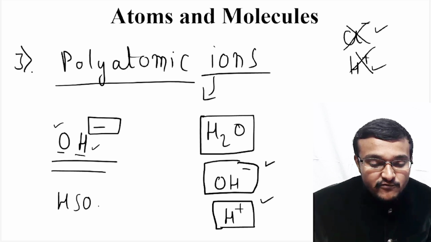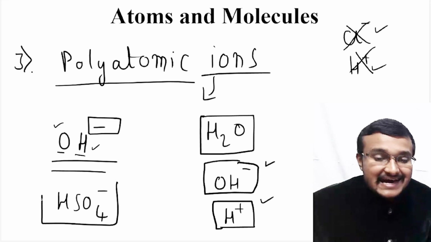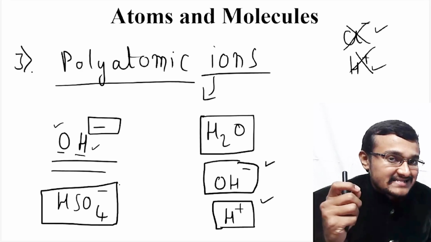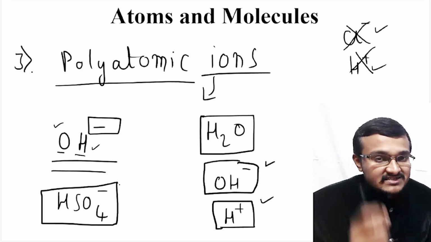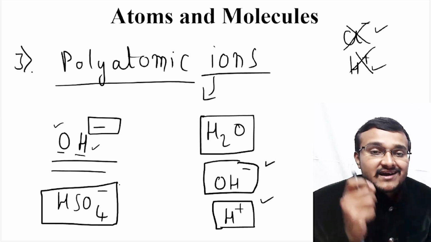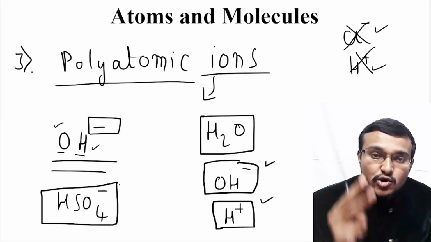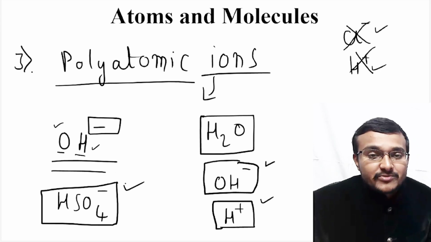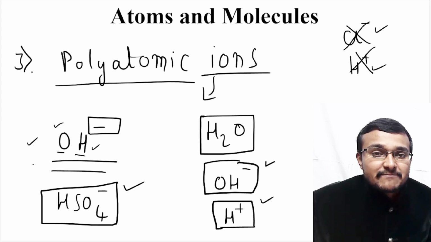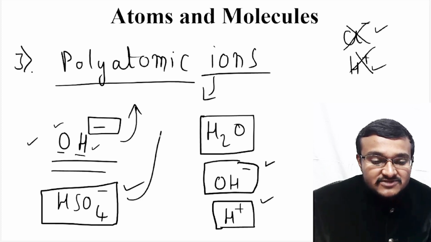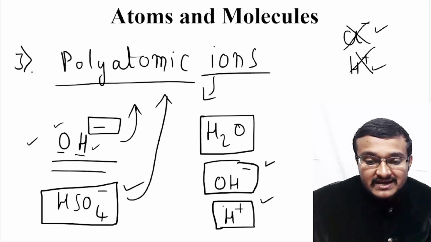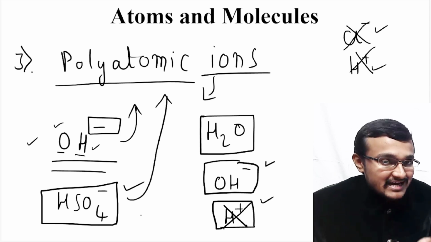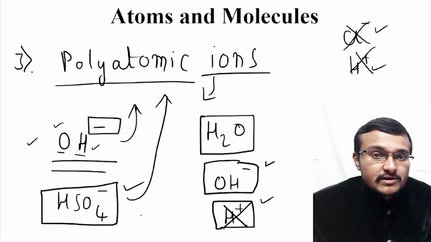Even HSO4 minus is an ion because it has a negative charge on it. This chemical species also has charge. HSO4 minus contains hydrogen, sulfur and oxygen, so this ion is also an example of a polyatomic ion. So OH minus and HSO4 minus are examples of polyatomic ions. H plus is not an example, and Cl minus is also not an example. So this is what polyatomic ions mean, and these are the examples.